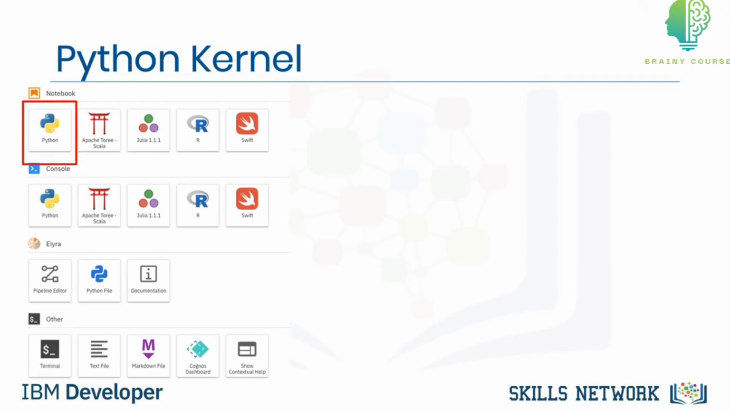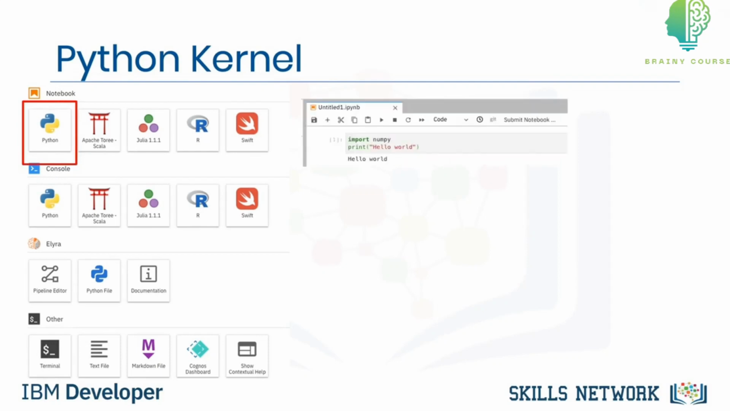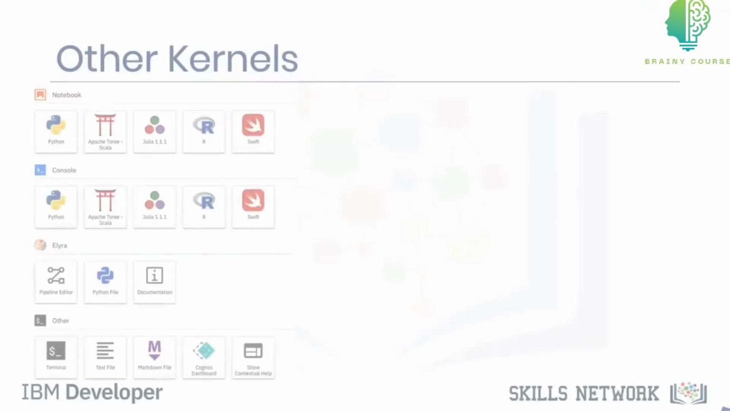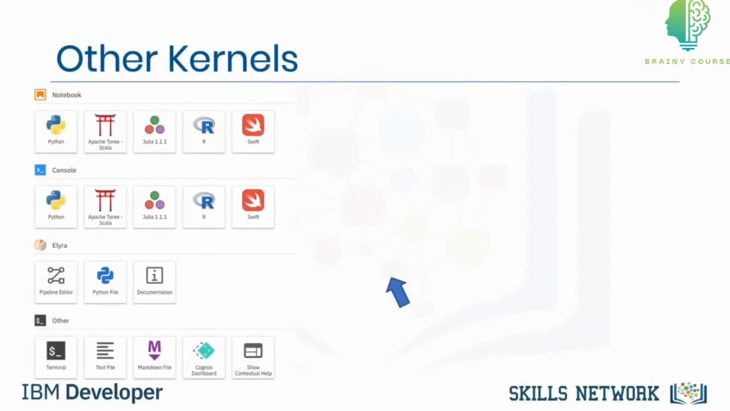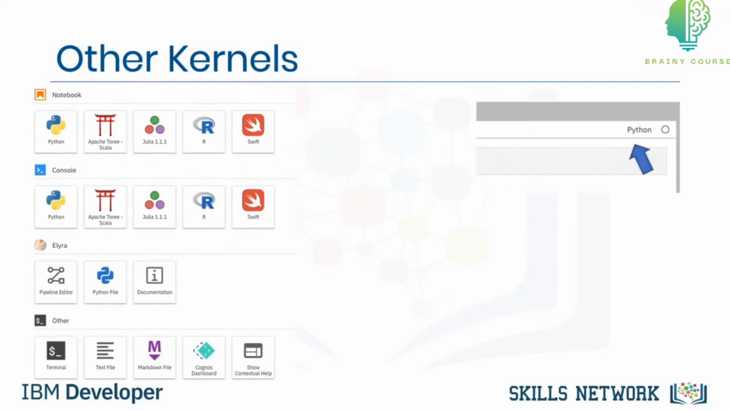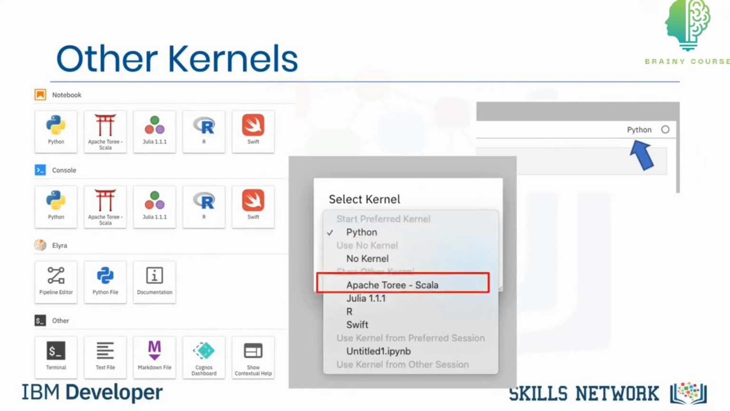The Python kernel allows you to run Python cells. You can run the Python script to produce results. On the top right corner, it tells you what kind of kernel it is. In this case, it is a Python kernel. You can also run other kernels either by choosing the preferred kernel on the launch page or by clicking the top right to switch the kernel to the preferred kernel and picking the kernel from the drop-down menu.